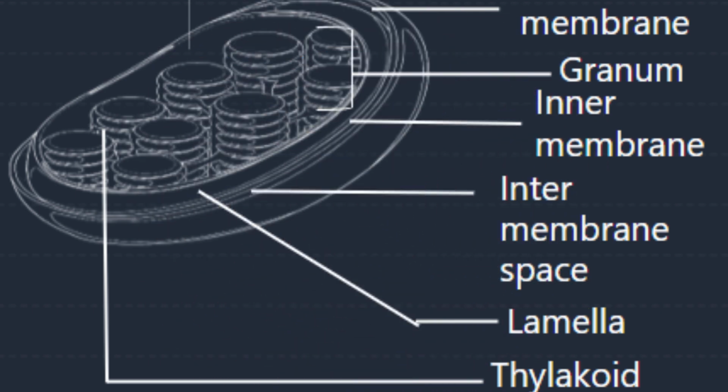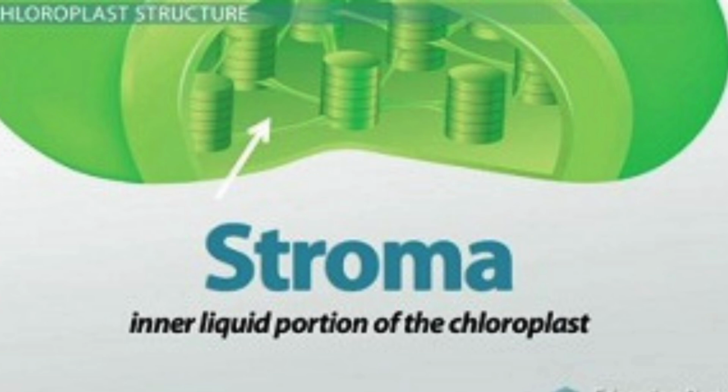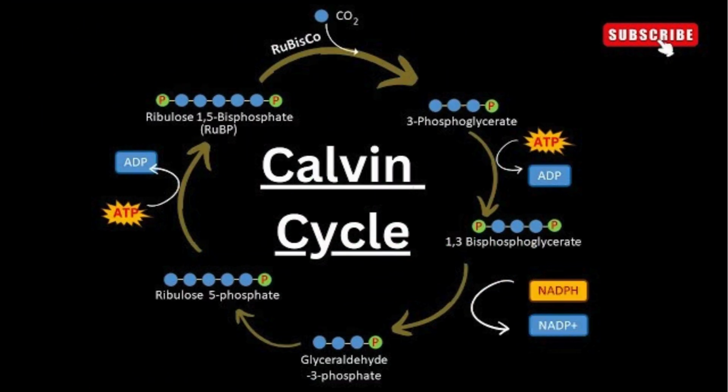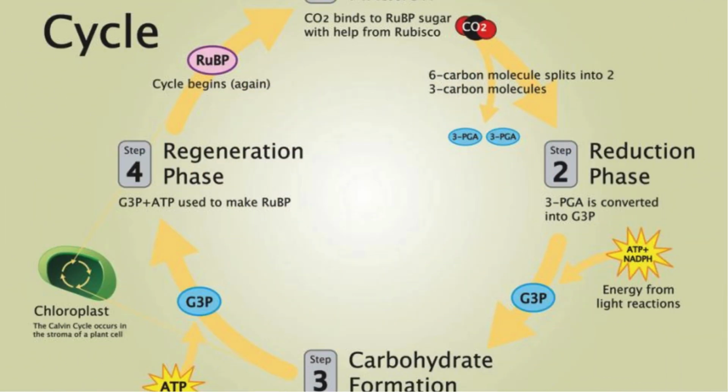Exactly. Now, moving inside, we find the stroma. It's a dense fluid that fills the chloroplast. The stroma contains enzymes, ribosomes, and even DNA that the chloroplast uses for its functions. It's like the cytoplasm of the chloroplast. Yes, particularly the Calvin cycle, which is the second stage of photosynthesis.